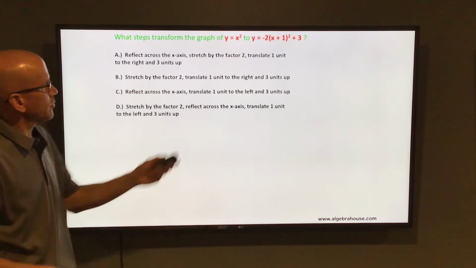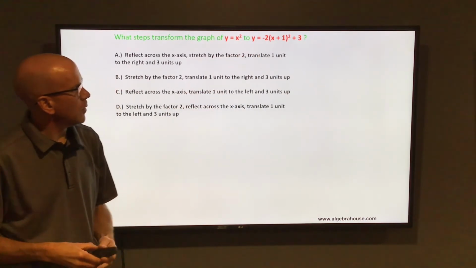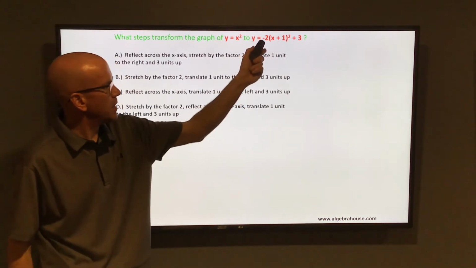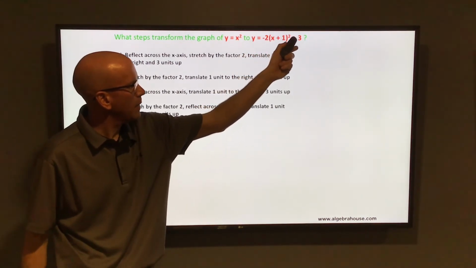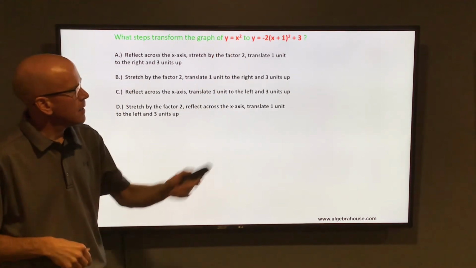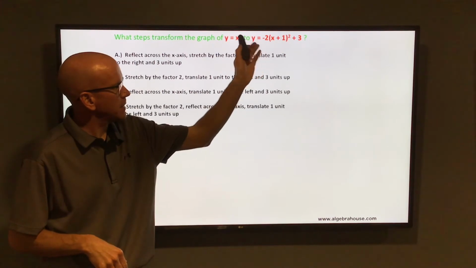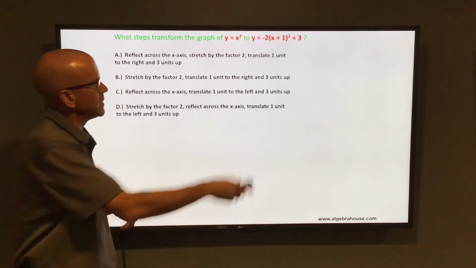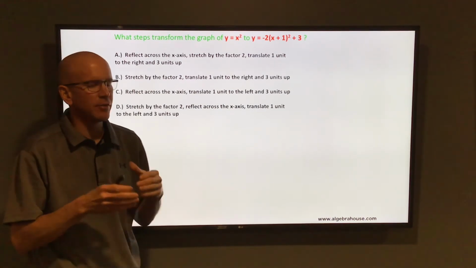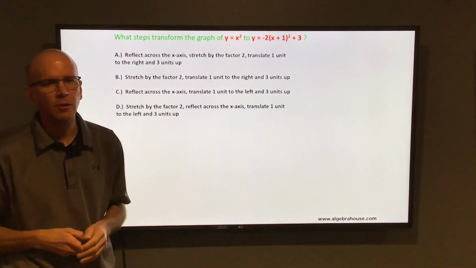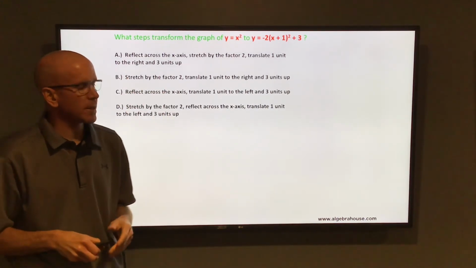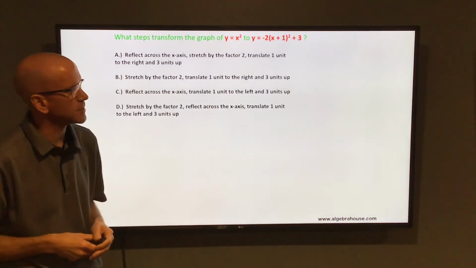What steps transform the graph of y equals x squared to y equals negative 2 times x plus 1 squared plus 3? Each of these, the negative sign, the 2, the 1, the 3, they all do something to that parent function. The negative sign out in front, when you take the negative of the value of y, the value of y is actually x squared. So when you take the negative of the value of y, that creates a reflection over the x-axis. So you're looking for one of these that has in it a reflection across the x-axis.